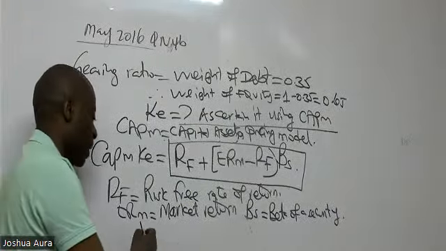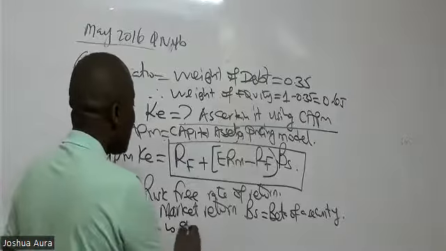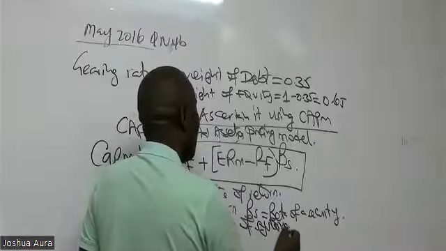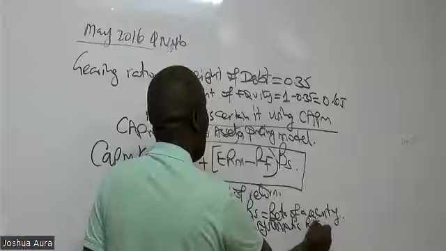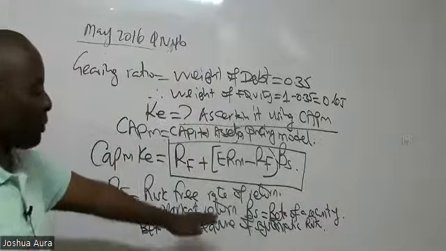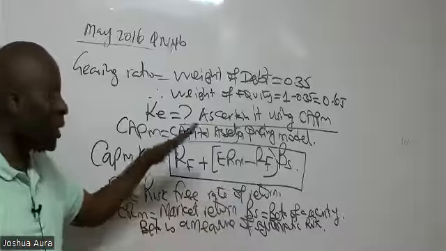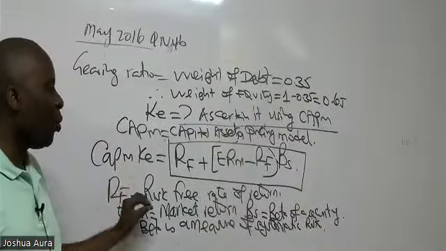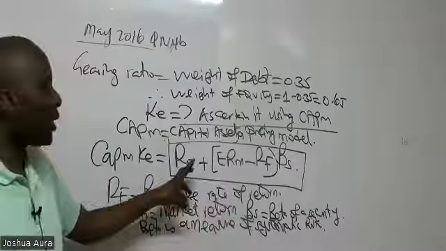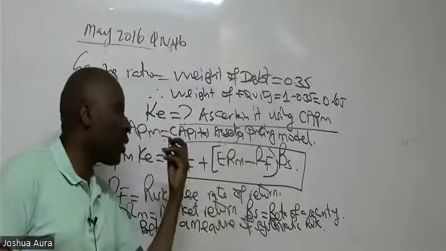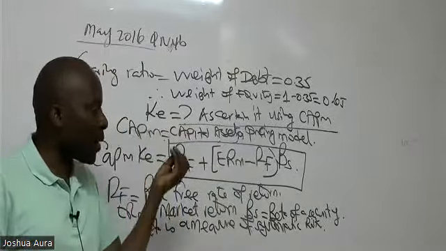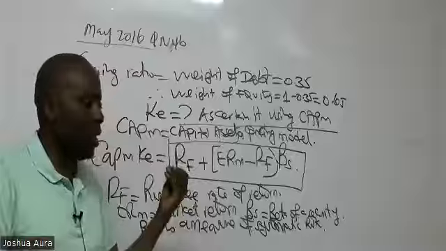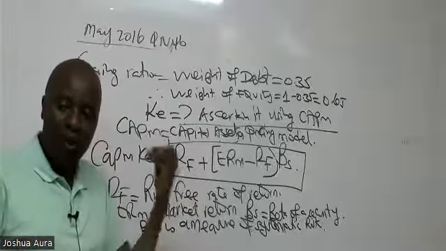You can even mention there that beta is a measure of systematic risk. Don't worry about systematic risk. For now, the thing that I would want you to cram here is that CAPM, cost of equity, will always be equal to risk-free plus ERM minus this risk-free to get the risk premium. And once I have the risk premium, then the risk premium must always be multiplied with the beta of a security.